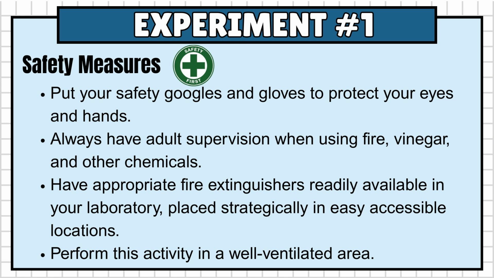Let's perform some activities to learn more about the chemical properties of materials. Let's begin with experiment number 1, but first, let's review our safety precautions. 1. Put on your safety goggles and gloves to protect your eyes and hands. 2. Always have adult supervision when using fire, vinegar, and other chemicals. 3. Have appropriate fire extinguishers readily available in your laboratory, placed strategically in easily accessible locations. 4. Perform this activity in a well-ventilated area.